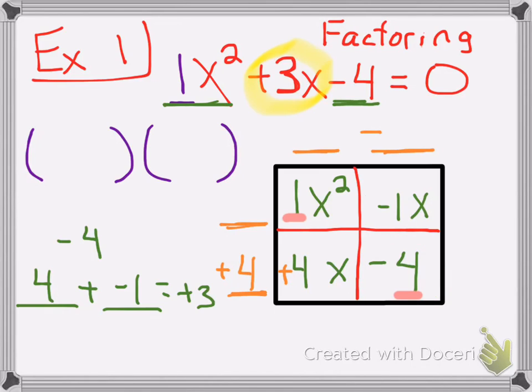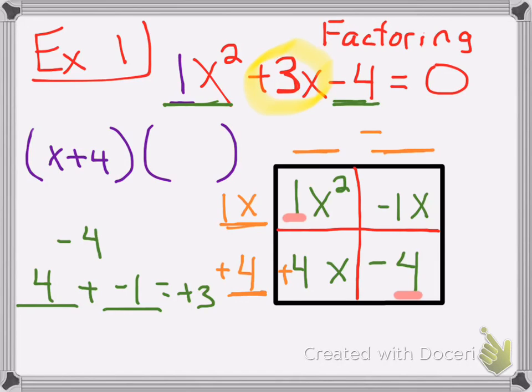This number down here, the bottom right, it doesn't matter what that sign is. Now let's keep going with the rows here. Greatest common factor of 1x squared, negative 1x. Greatest common factor of 1 is 1, but they both have an x. So right there is one of my answers. 1x plus 4. You don't have to have the 1 here, so you make it just x plus 4.